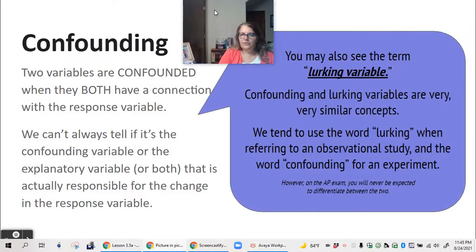So we refer to this, you may see this term, they call it lurking variables. Confounding and lurking variables are very, very similar concepts. And we tend to use lurking when we're talking about observational, and we tend to use confounding when we are talking about an experiment. However, just so you know, on an AP exam, you're never expected to differentiate between the two. But confounding and lurking are pretty much similar.